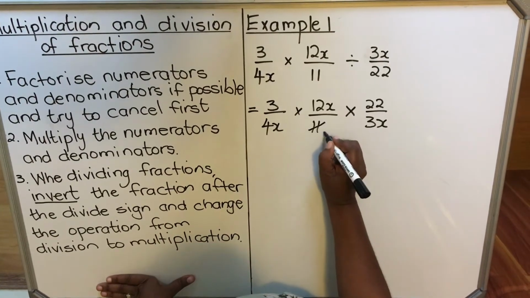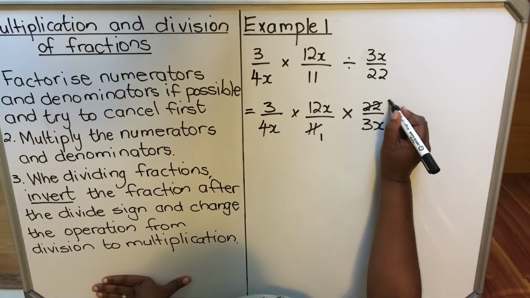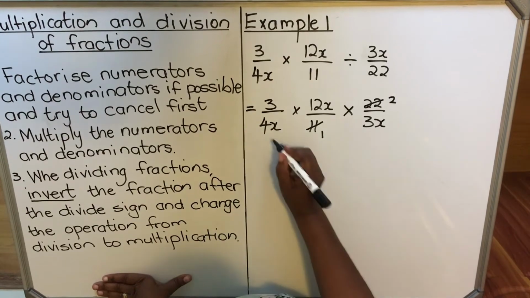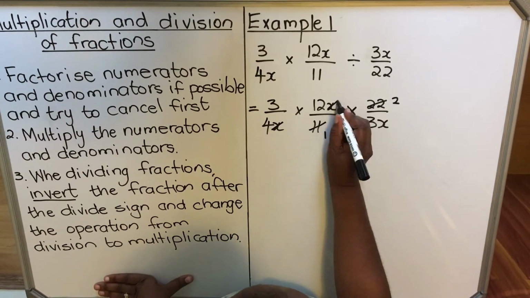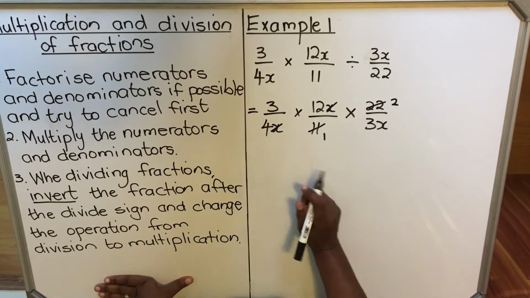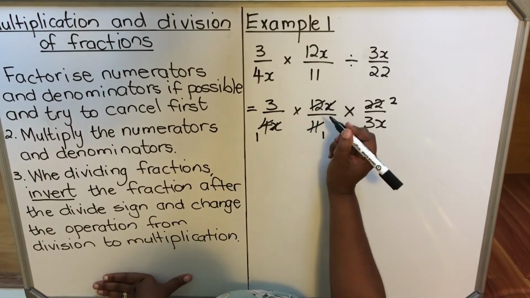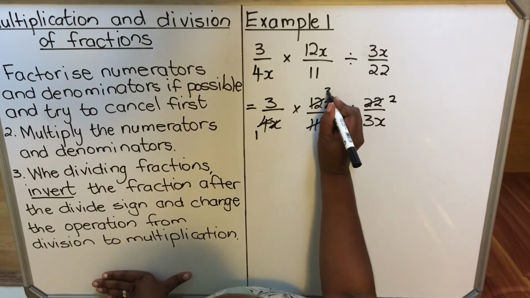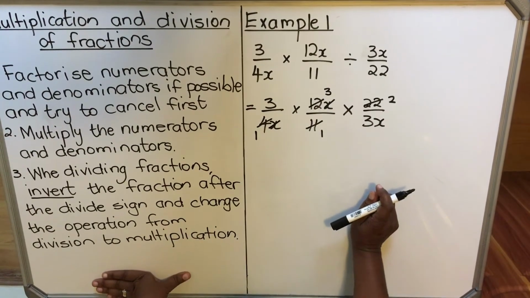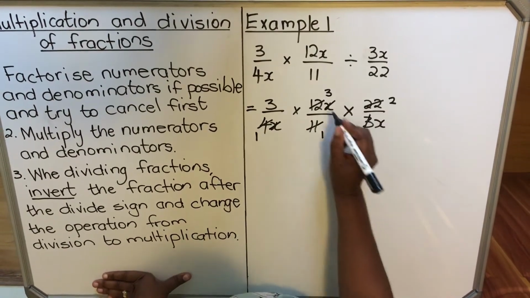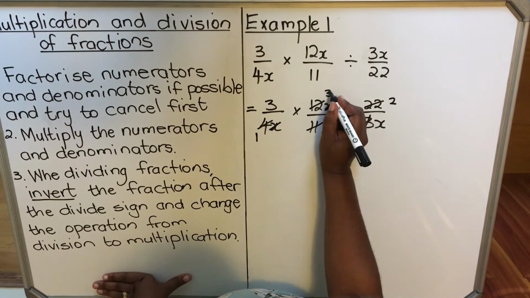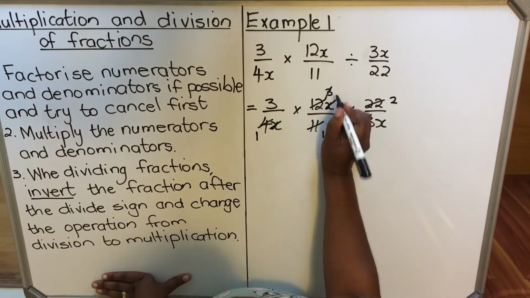11 goes into 11 once. 11 goes into 22 twice. x goes into x once. x goes into x once. 4 goes into 4 once. 4 goes into 12: 4, 8, 12, 3 times. And then 3 goes into 3 once. 3 goes into 3, you can use this one or that one, it means once.